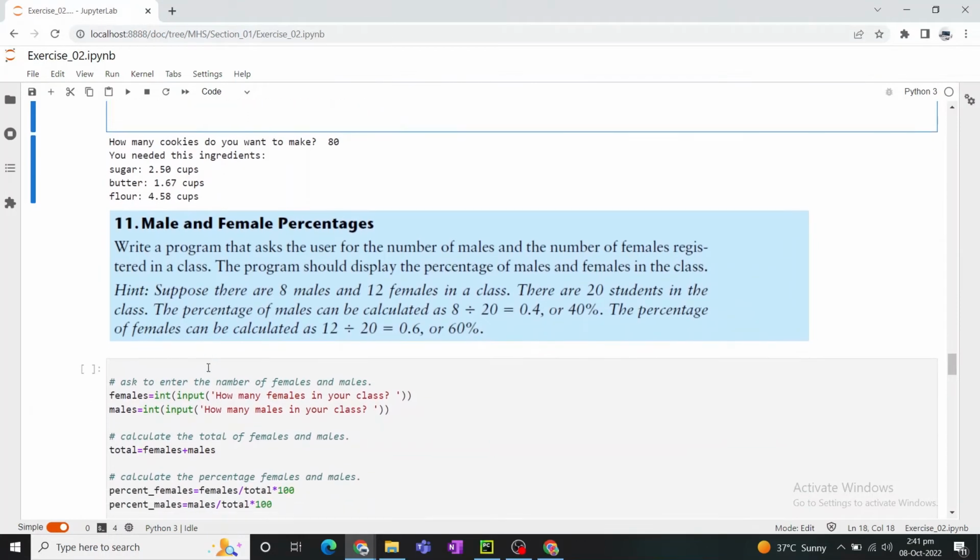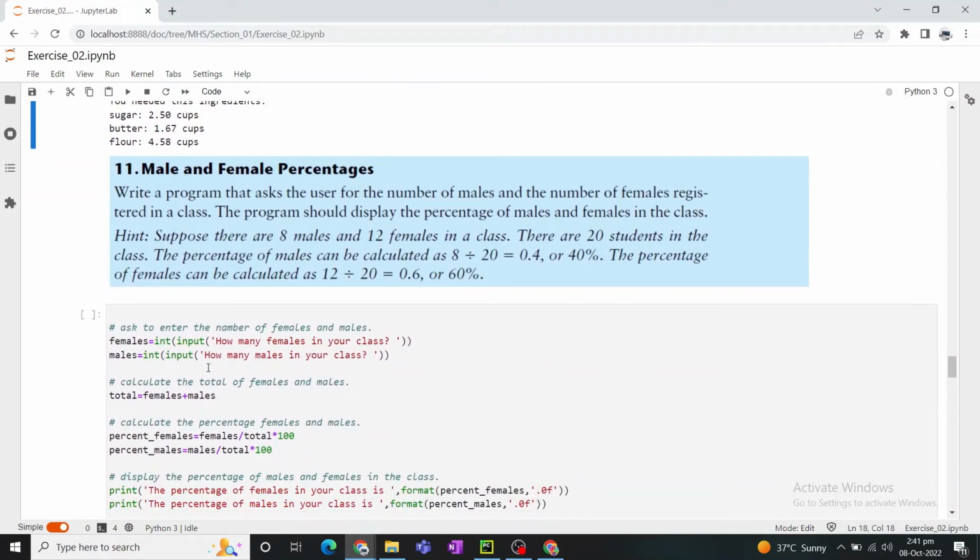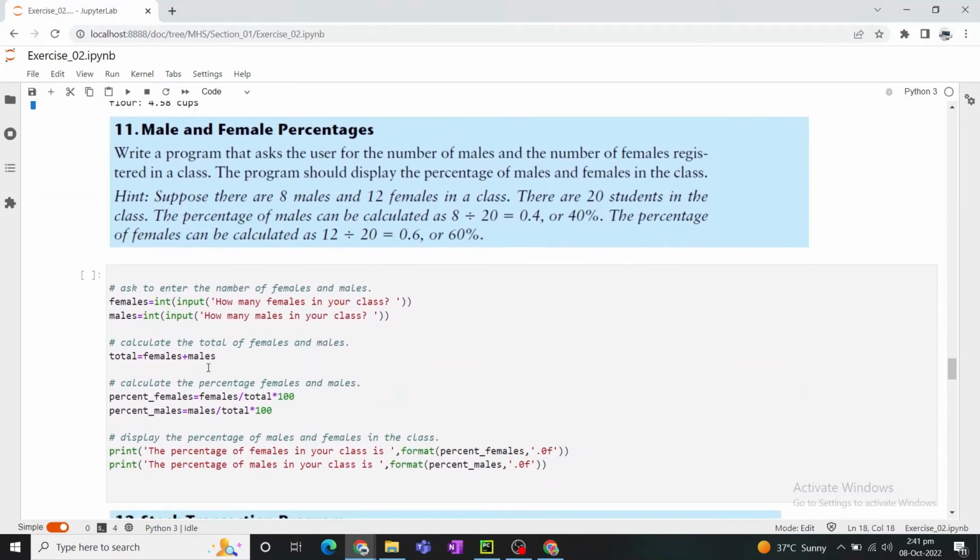Now move to the next example, question number 11, male and female percentage. Write a program that asks the user for the number of males and number of females registered in a class. The program should display the percentage of males and females in the class. Hint: suppose there are 8 males and 12 females in a class. There are 20 students in the class.